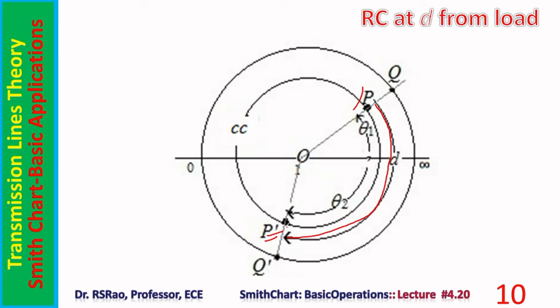P prime has come. Now extend OP prime to OQ prime. OP prime by OQ prime gives the magnitude of the reflection coefficient. The angle of the reflection coefficient is the angle measured from the one-infinity segment to the radial vector, that is theta 2. Here it is indicated as theta 2. Notice in both cases, the magnitude of the reflection coefficient is constant.